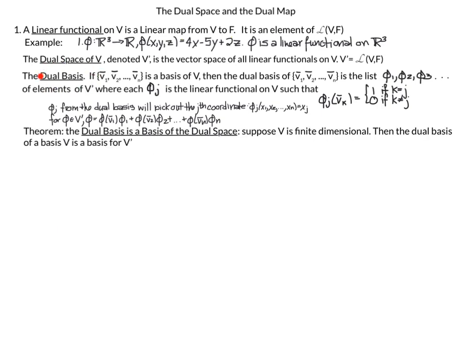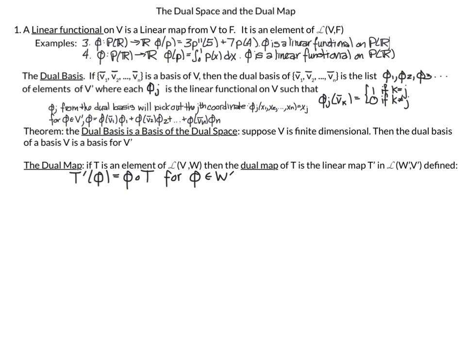This work we've done to find the dual bases is formally stated in this theorem. The dual basis, this basis here we just defined, is a basis of the dual space. So suppose V is finite dimensional, then the dual basis of a basis of V is a basis for the dual space. And we will not be proving this theorem. I believe it is proved in your textbook.